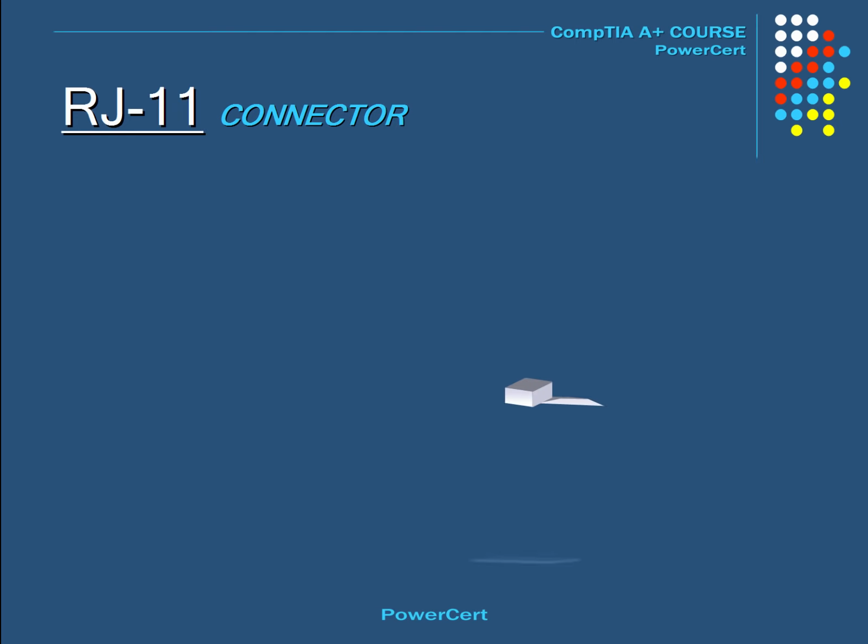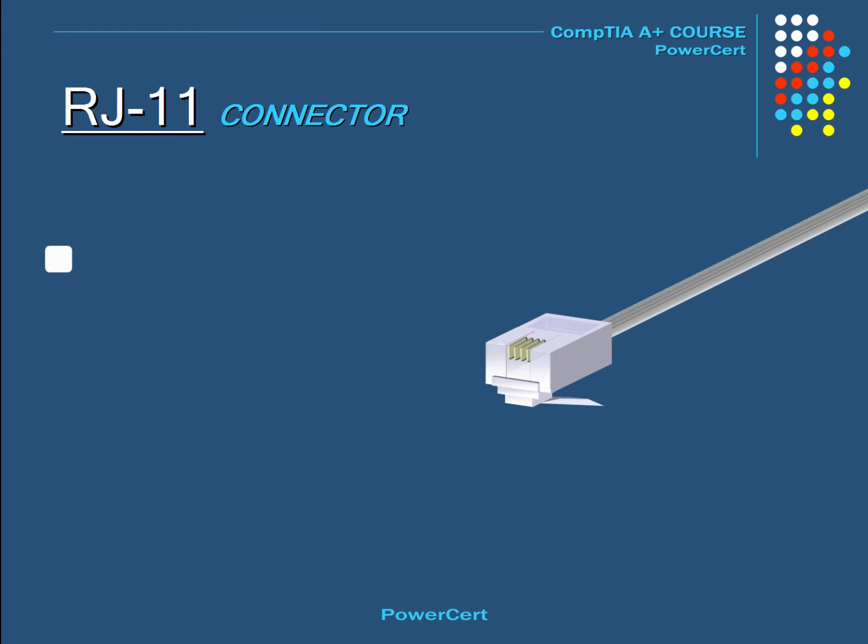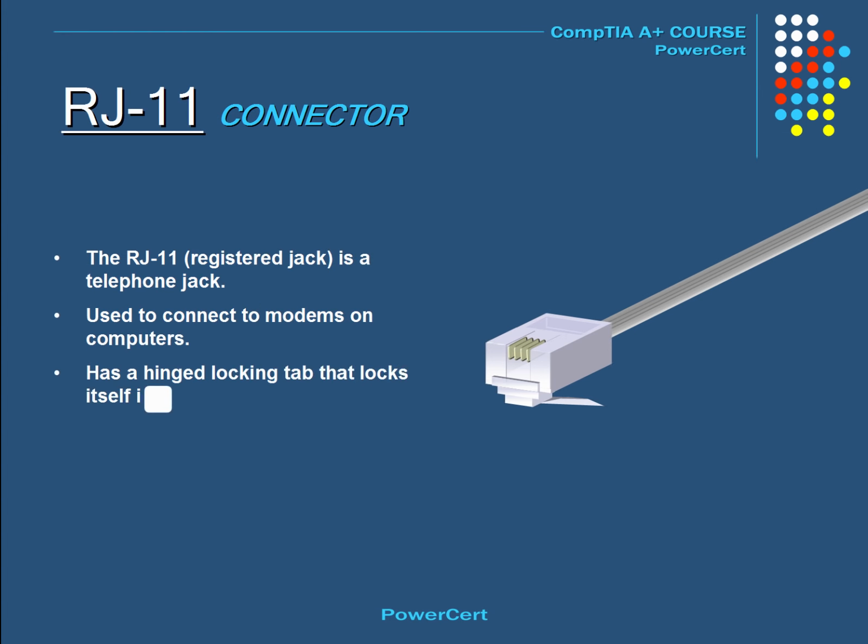Now this is the RJ11 connector, and RJ stands for register jack. This is a 4-wire connector used mainly to connect telephone equipment. But as far as networking, the RJ11 is used to connect computers to local area networks through the computer's modem. The RJ11 locks itself into place by a hinged locking tab, and it resembles the RJ45, but it's a little bit smaller.